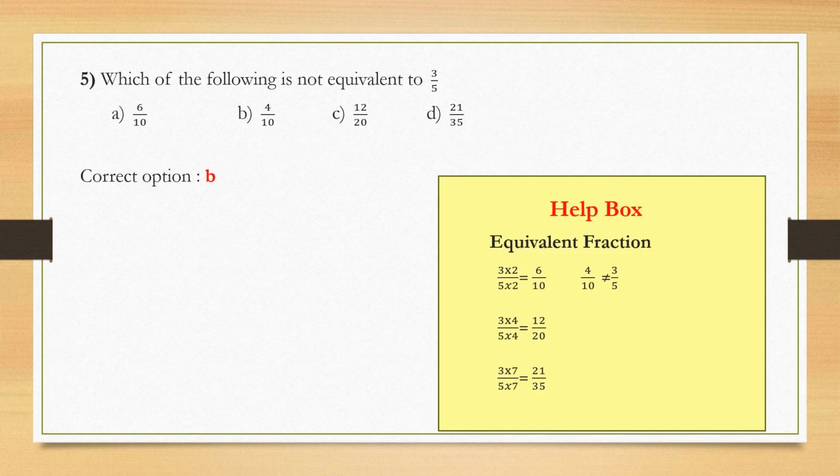Now, which is left over? I think B. Okay, 4 upon 10. Multiply in any way, you will not get an equivalent fraction for this. So 4 upon 10 is not equal to 3 upon 5. So your correct option is option B.